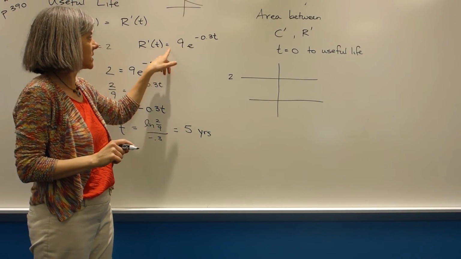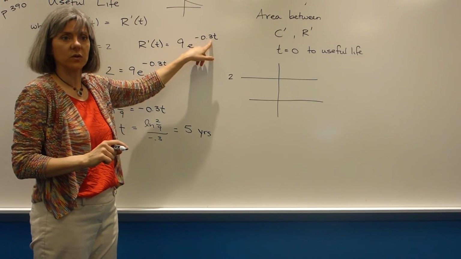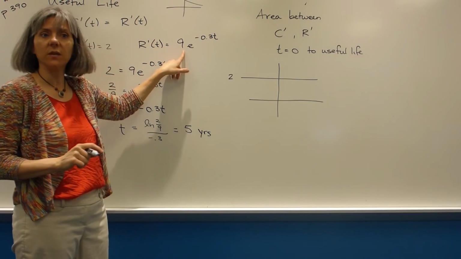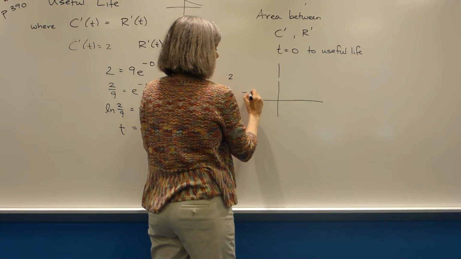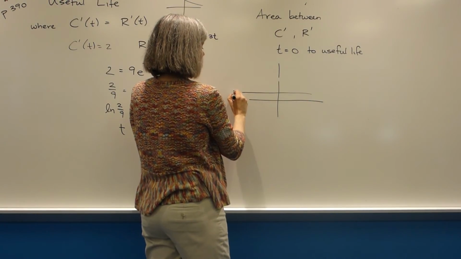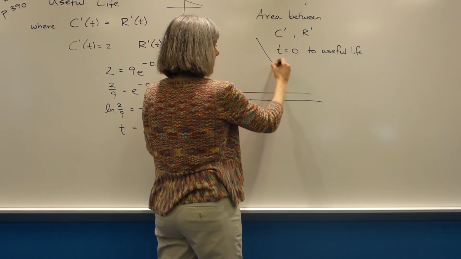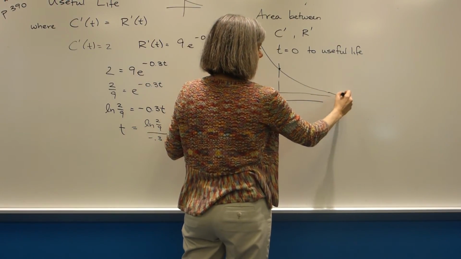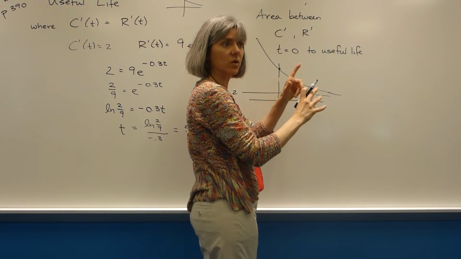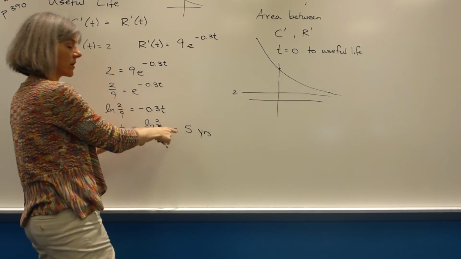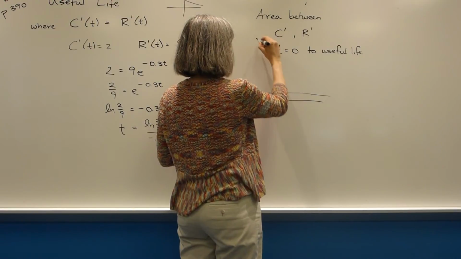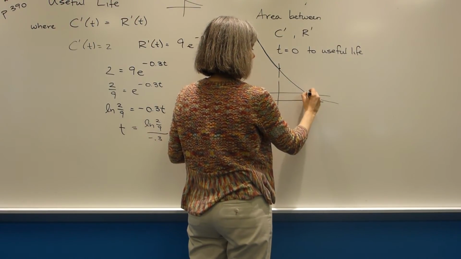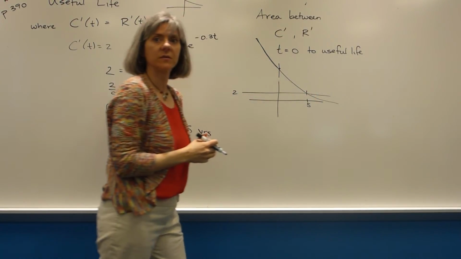When t is 0, what is this? E to the 0 is 1. So at t equals 0, 9. So I'm going to draw this a little lower. Here's 2, and here's 9. And it's going here, and at some point they're going to cross, right? I just found that. They're going to cross at 5. So let me see if I can fix that up a little bit. So right here at 5, they cross.